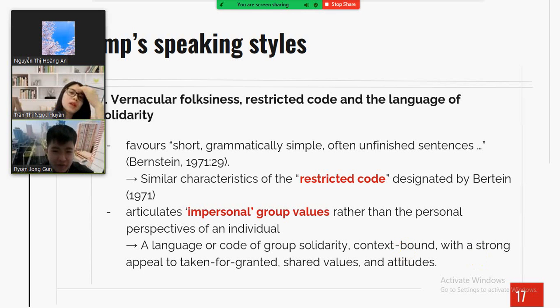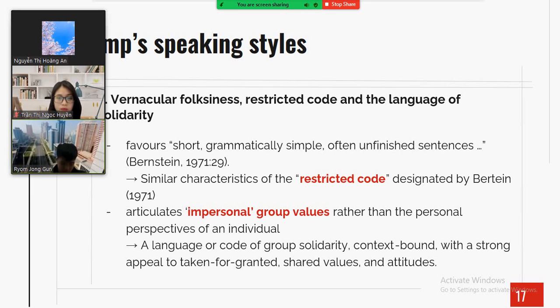Trump also favors, according to Bernstein, short, grammatically simple, and often unfinished sentences. For example: isn't it terrible? Isn't it a shame? It's only natural, isn't it? So they are similar characteristics of restricted code designated by Bernstein.